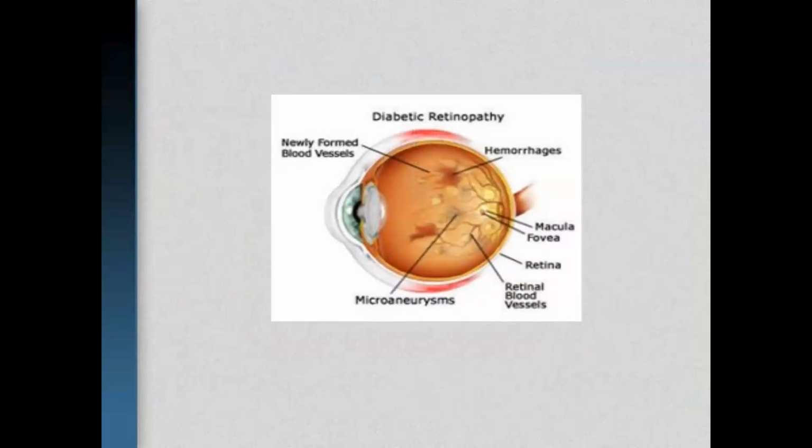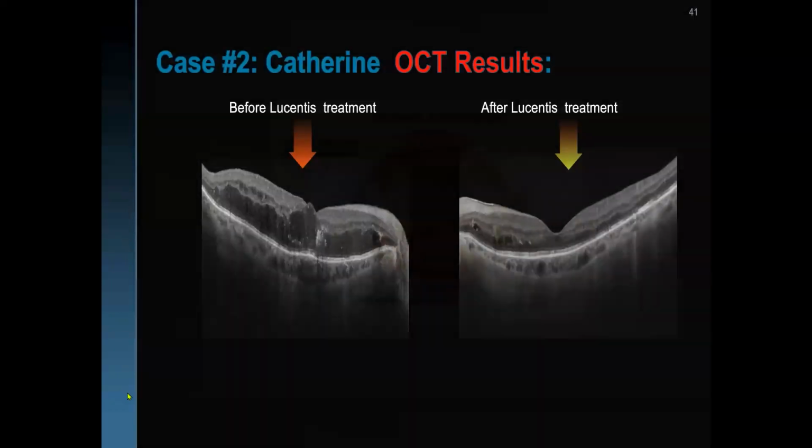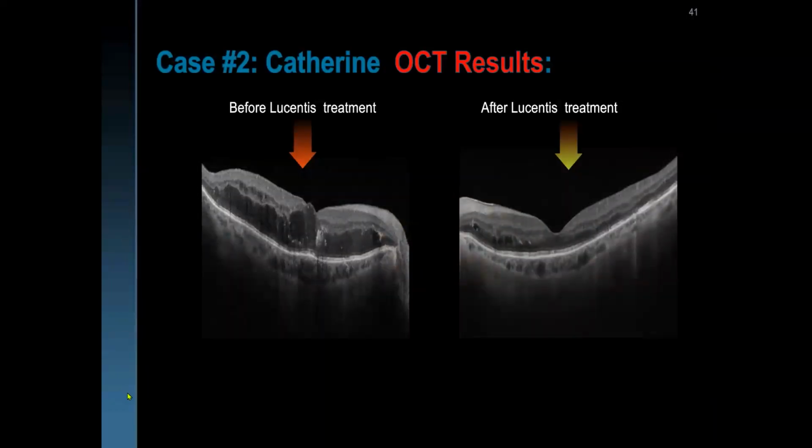And we'll go to the next slide so you can see what happens there. Again, we have Catherine. Take a look at before, when she came in, before the treatment of Lucentis or an anti-VEGF drug. And then you can see how the swelling has gone down after the treatment. Pretty remarkable, actually. And patients will find their vision unbelievably improves. Next slide.